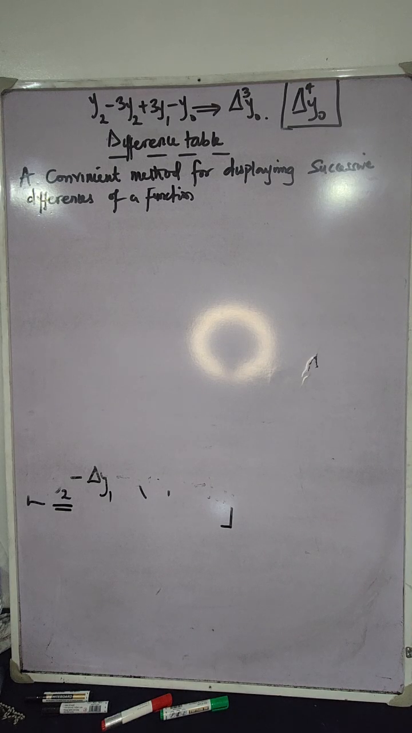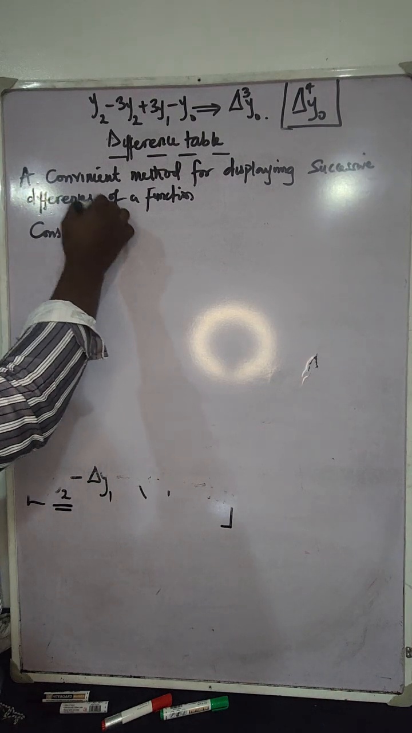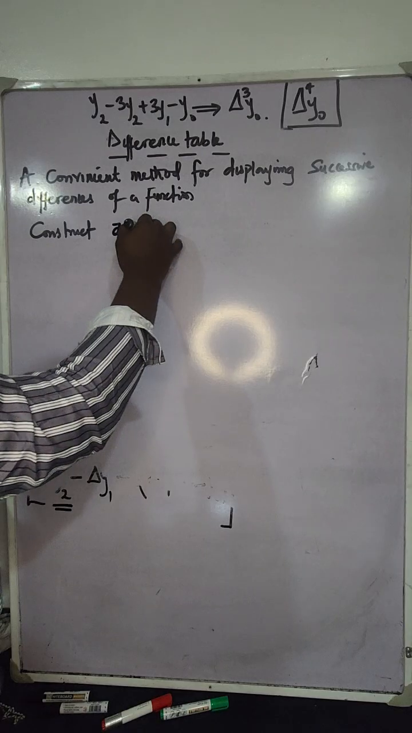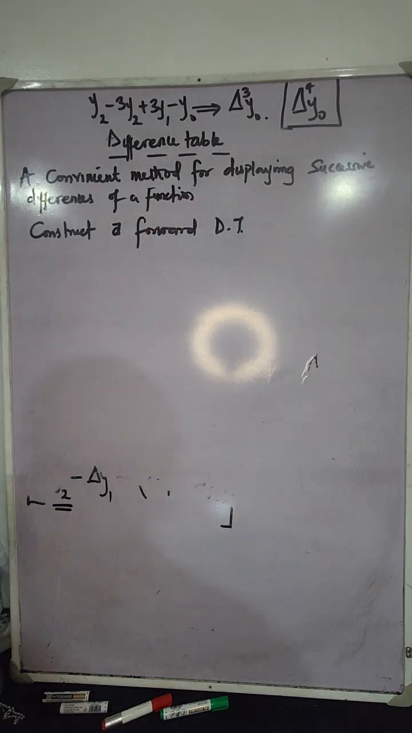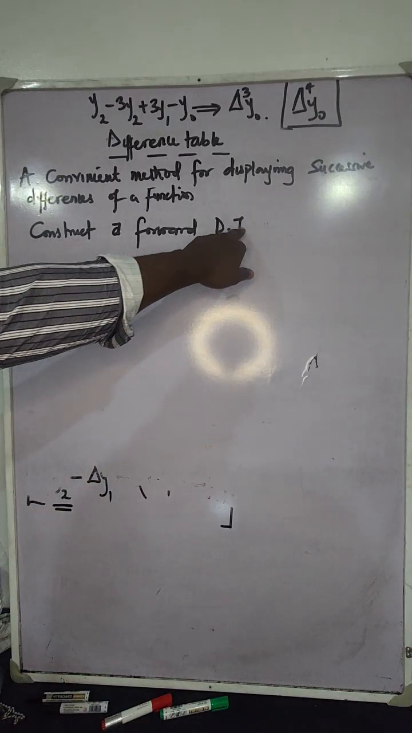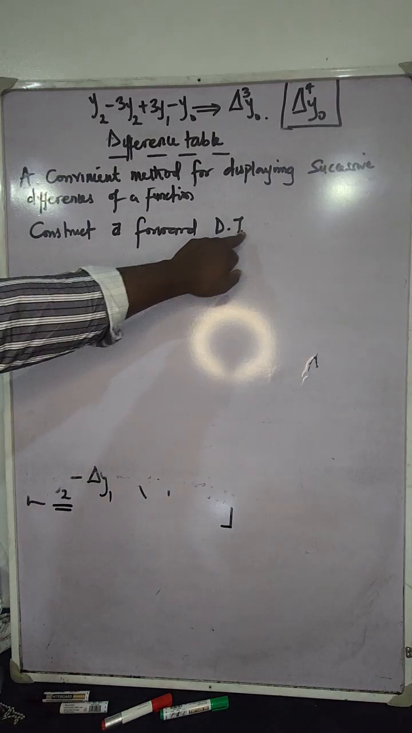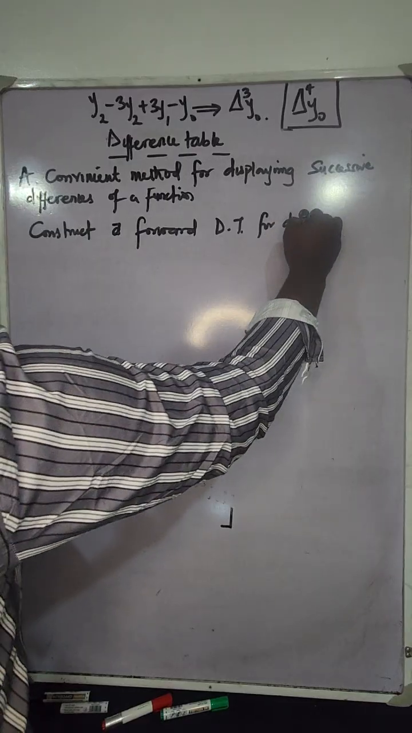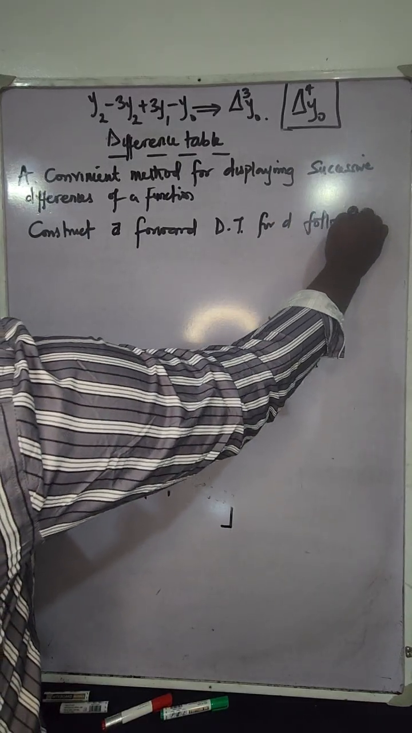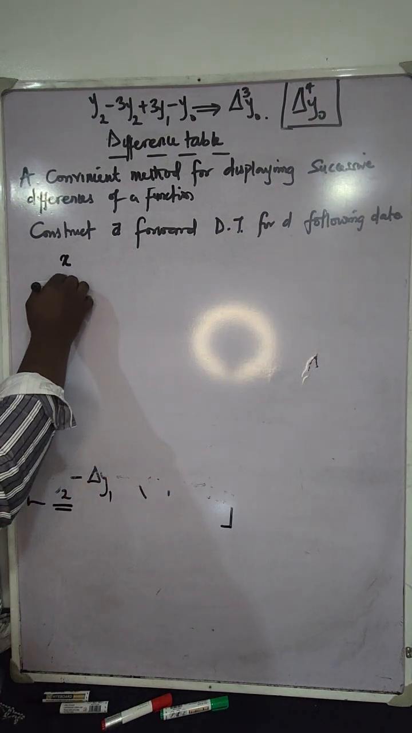And so because of that, let us look at some basic examples. It said construct a forward difference table. For the sake of time, I'm shortening this to D.T, which means difference table. All right. So construct a forward difference table for the following data, we have x and we have y.